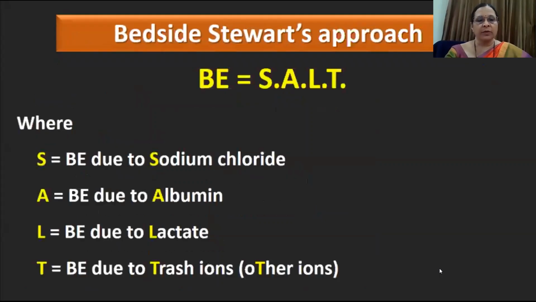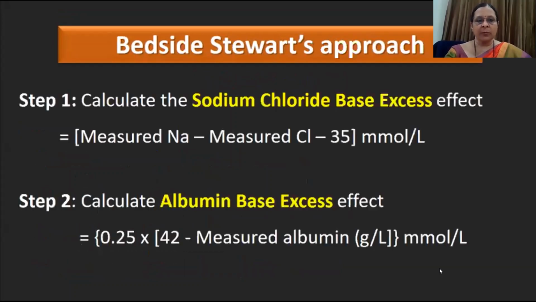He said the base excess is affected by sodium chloride, as we saw already, affected by albumin, affected by lactate, and affected by other ions. We know that, right? So he put it into this equation. Step 1: calculate the sodium chloride base excess effect. It is measured sodium minus measured chloride minus 35, in millimoles per liter. Step 2 is to calculate the albumin base excess effect. It is 0.25 multiplied by 42 minus measured albumin in grams per liter, in millimoles per liter.